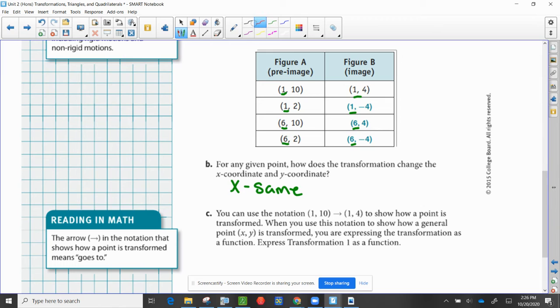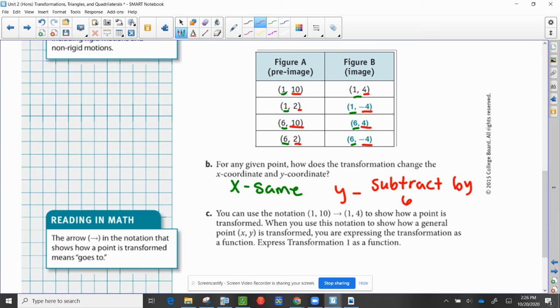And now the y definitely changed. So let's look at what happened with the y. So we went from 10 to 4, 2 to negative 6, 10 to 4, 2 to negative 4. So what would you say is happening with the y? What happened with the y for each point, from the pre-image to the actual image in figure B? Well, hopefully you said the y value went subtract by 6 each time, or it went down by 6, whatever you want to say, deducted 6.